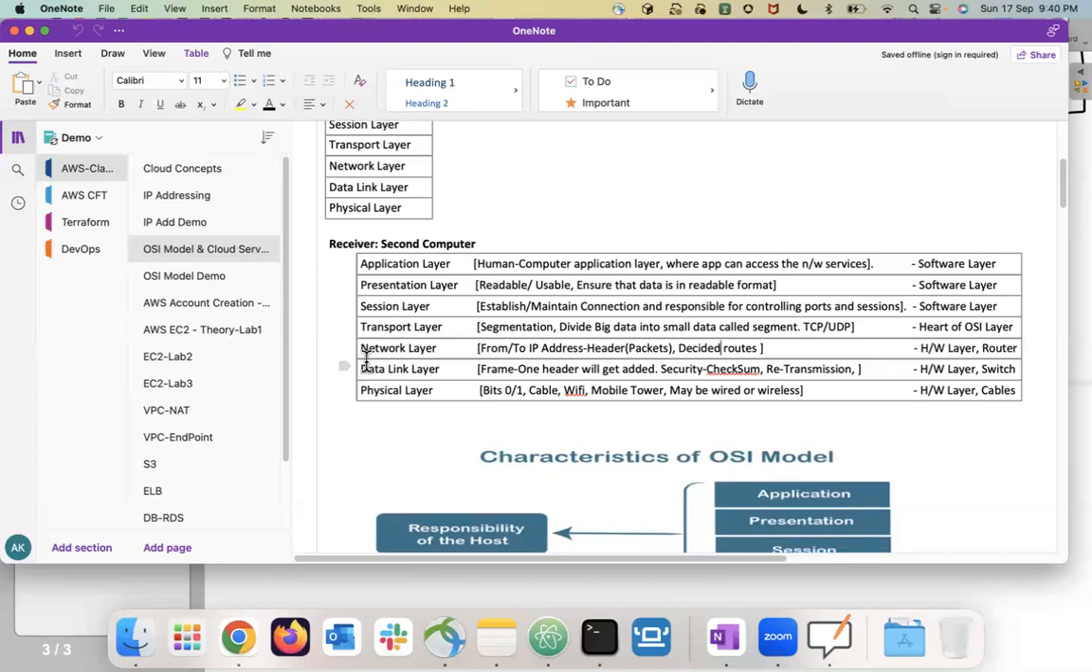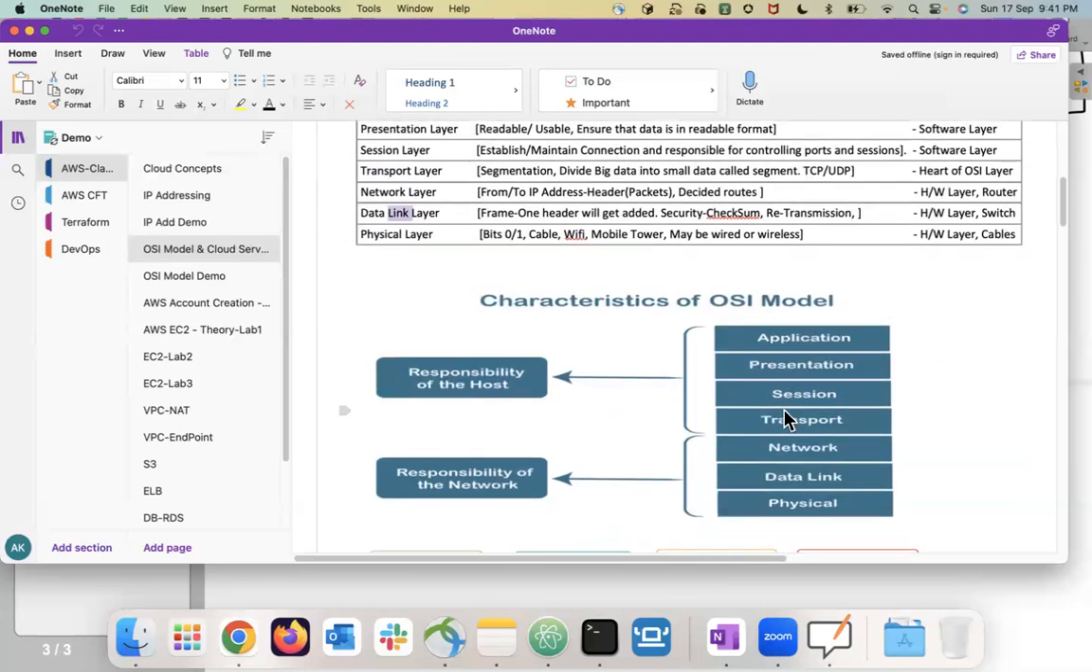Now after the network layer, the data link layer means frame, header, security checks. The data is in encrypted format so that while it is going in between, it should not get hacked. No hackers can take it, right? Then the physical layer, as I told you, the computer only understands 0 and 1 bits, so it will transform my complete data into bits and transfer it to you, through cable, Wi-Fi, mobile tower, wired or wireless, whatever.